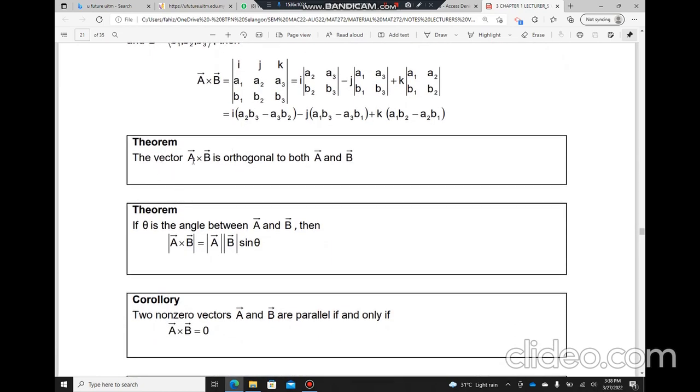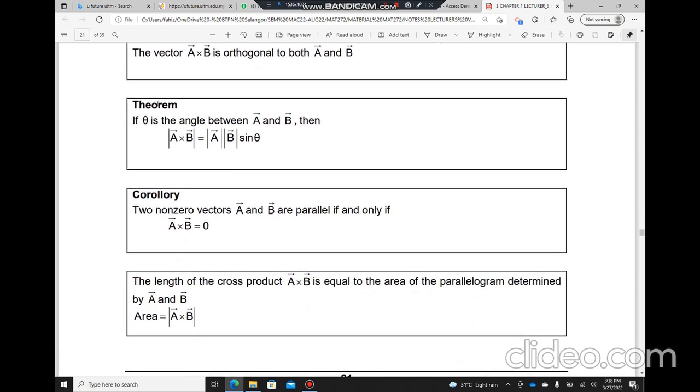Okay, the vector A cross B is orthogonal to both A and B. Okay, so first theorem dia kata orthogonal. Next, if theta is the angle between vector A and vector B, then A cross B equals to magnitude A multiplied by magnitude B multiplied by sin theta.